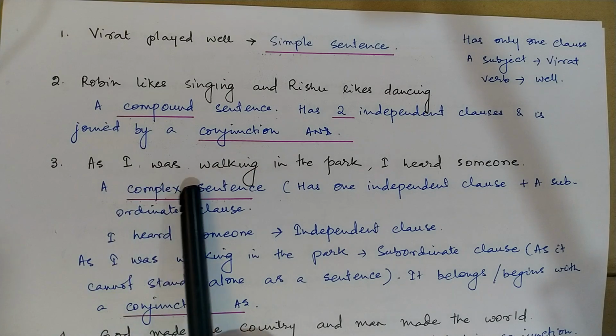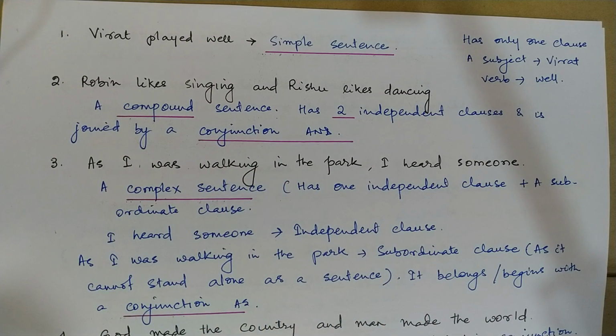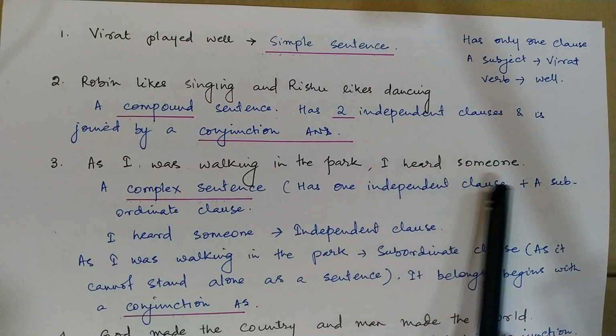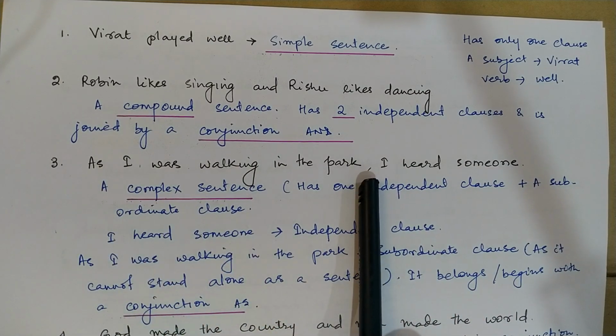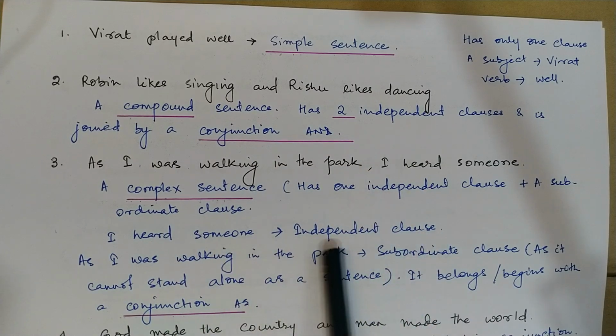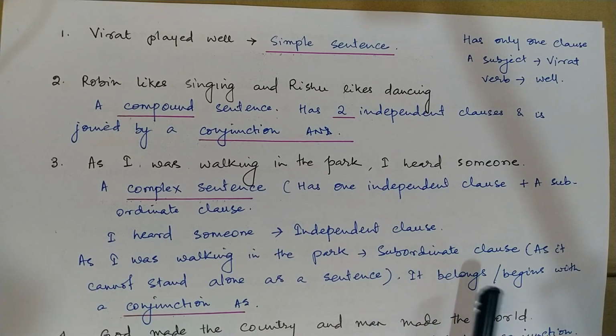Number 3. As I was walking alone in the park, I heard someone. Now this, children, is a complex sentence. Why? Because it has one independent clause, I heard someone, plus a subordinate clause, as I was walking in the park. I heard someone is the independent clause. As I was walking in the park is a subordinate clause. Why? Because it cannot stand alone as a sentence. It begins with the conjunction as.